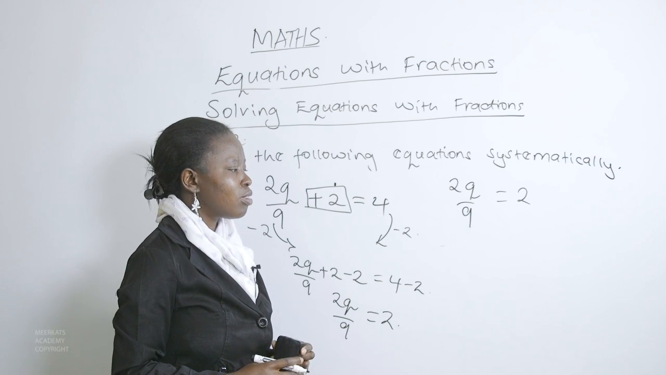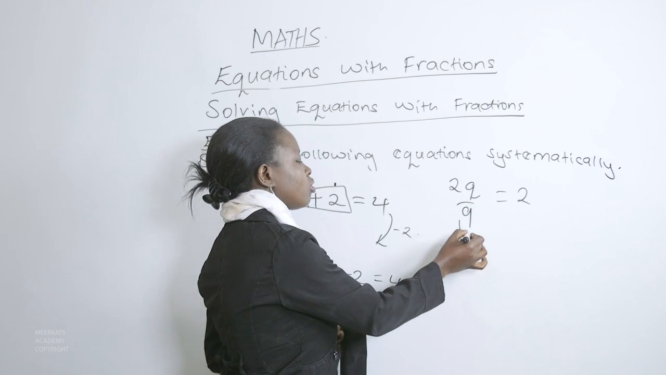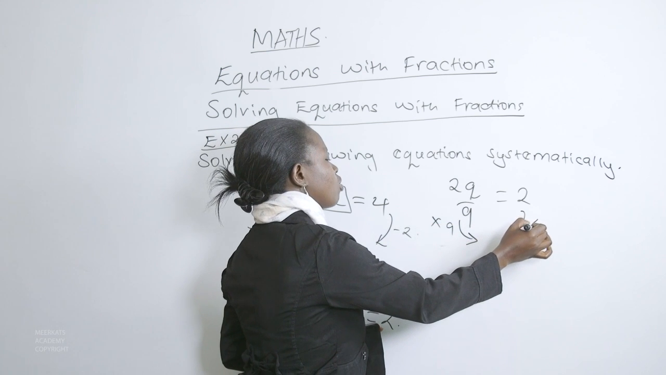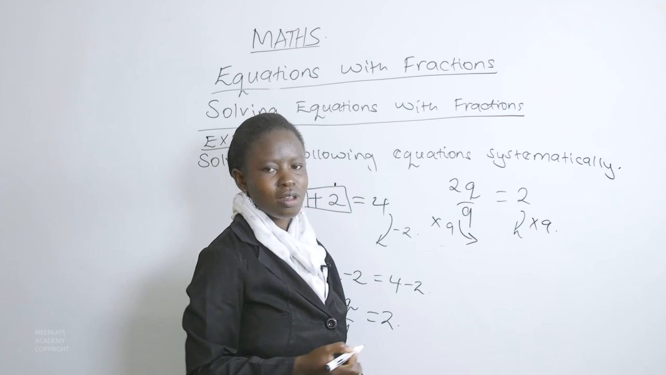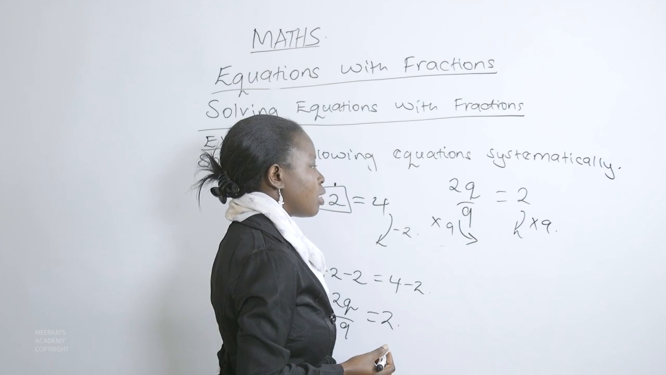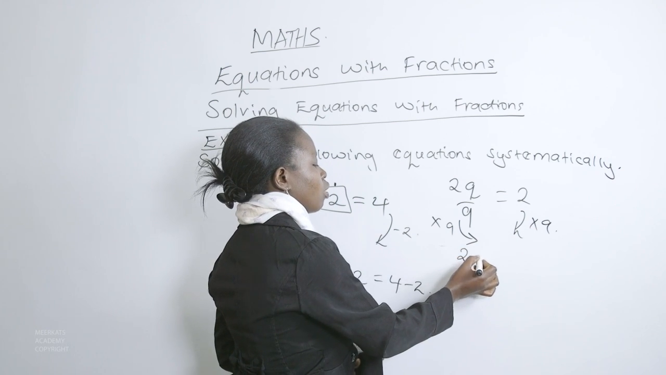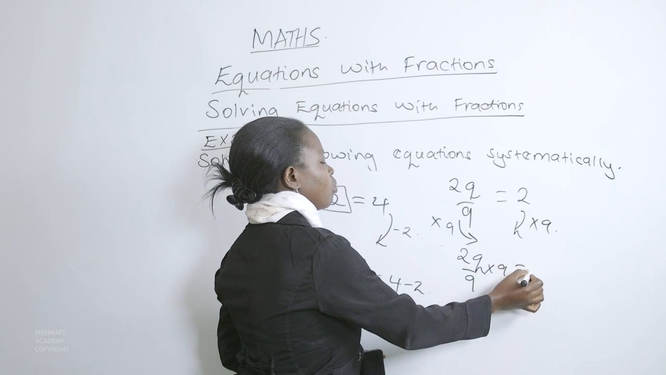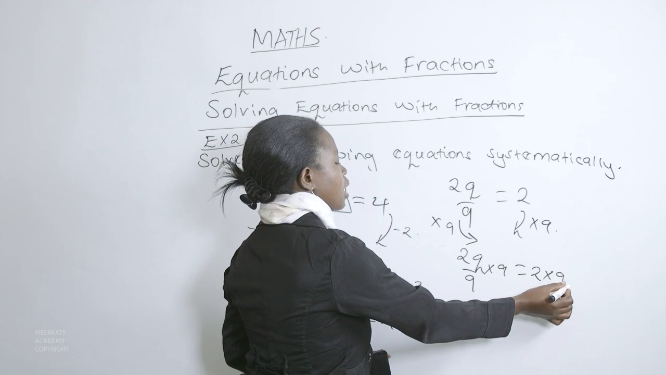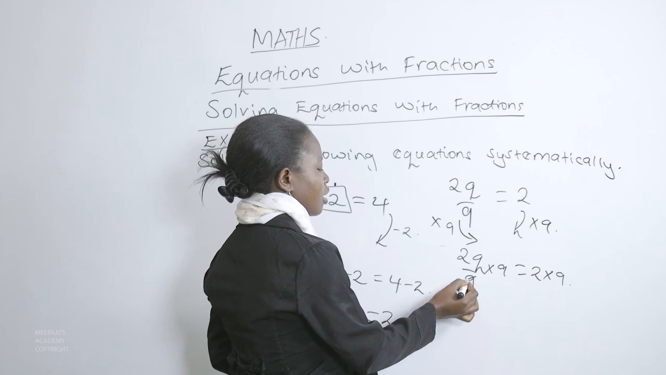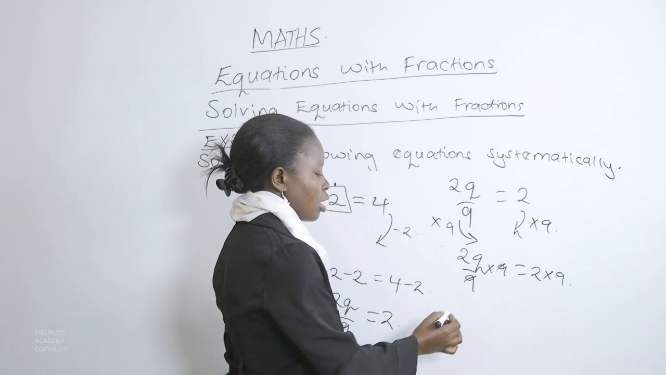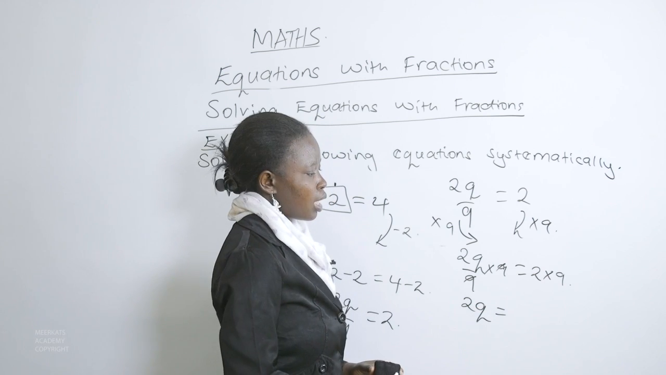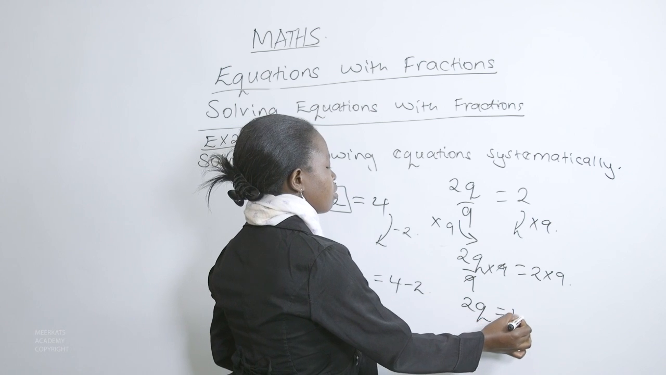So this means that the next step to be carried out is multiply by 9, which is our denominator in that case on the left-hand side, and on the right-hand side too, multiply by 9. So that we will have 2q over 9 times 9 will be equal to 2 multiplied by 9. So that 9 and 9 cancel out, and you're left with 2q is equal to 9 times 2 gives us 18.